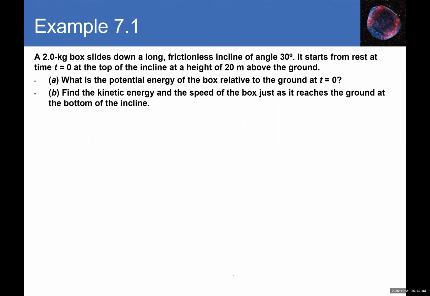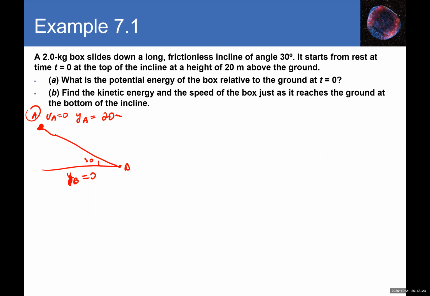So you have a 2 kilogram box that slides down a long frictionless incline of angle 30 degrees. It starts from rest at time t equals 0 at the top of the incline at a height of 20 meters above the ground. Okay, that's my problem. Basically, here's a 30 degrees incline, and I start my object here. This is my position A, point A, right? And I can say the position of A here is 20 meters, where point B is here at the bottom, and the position of B is set to 0. And we know also that the speed at point A is equal to 0, so it starts from rest.